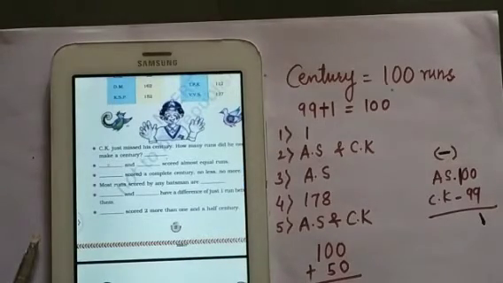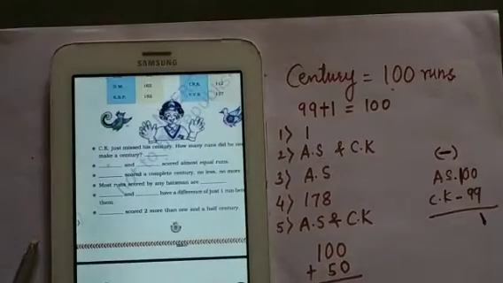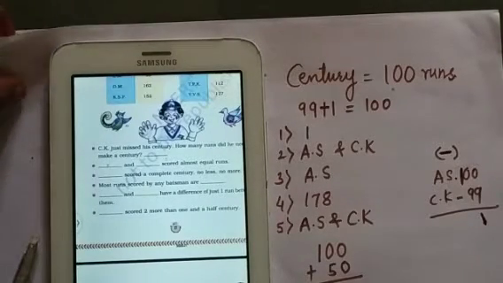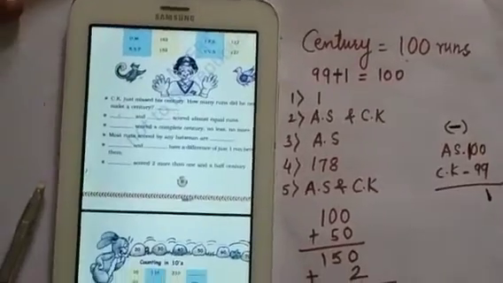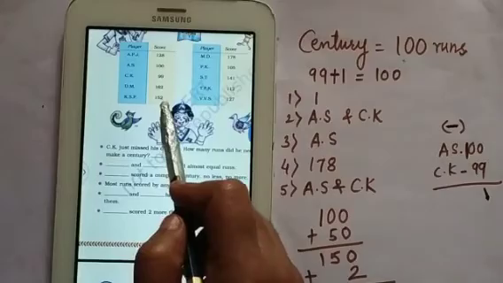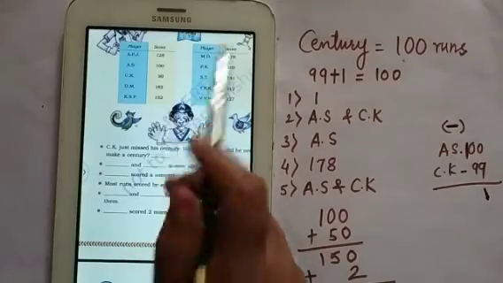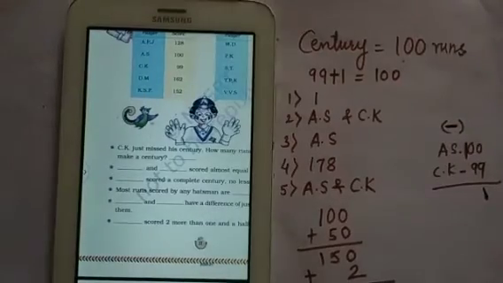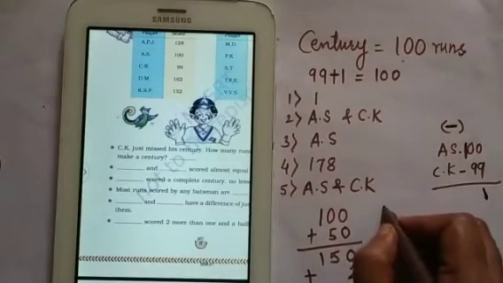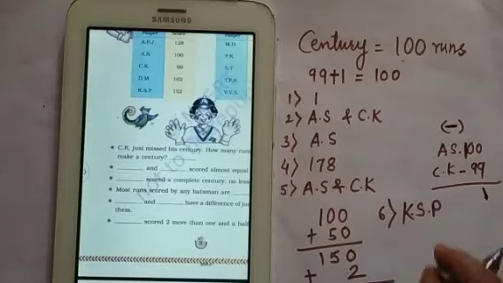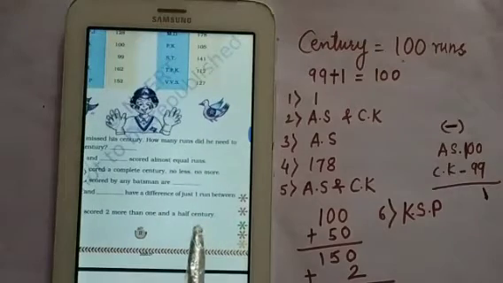And 2 more than that. When we add 2 more to 150, we get 152. So check our data. Who scored 152? KSP. Yes. So the answer is like this. Number 6, KSP scored 2 more than 1.5 century.